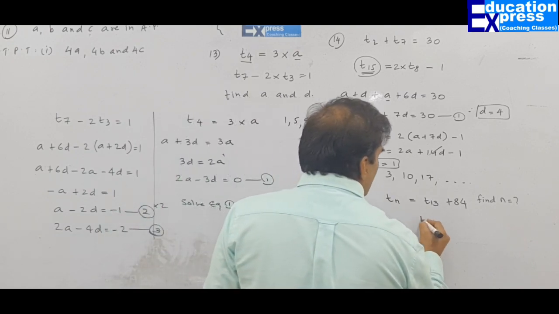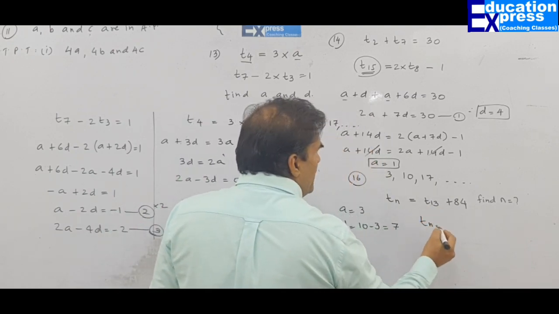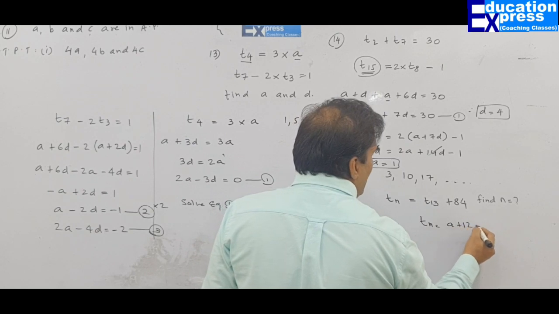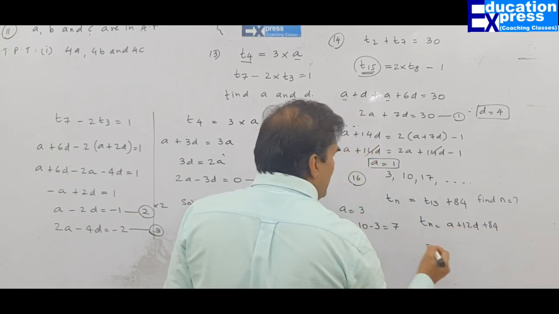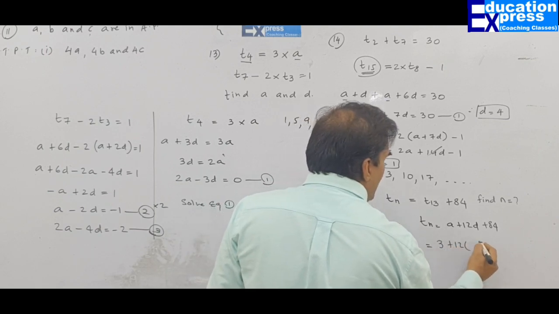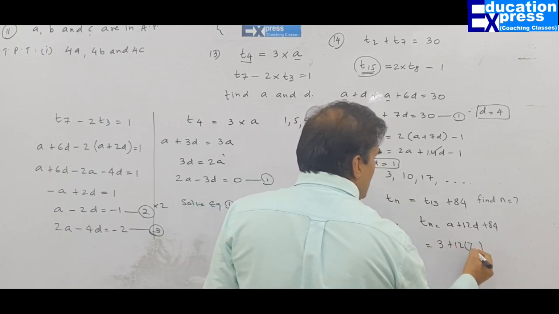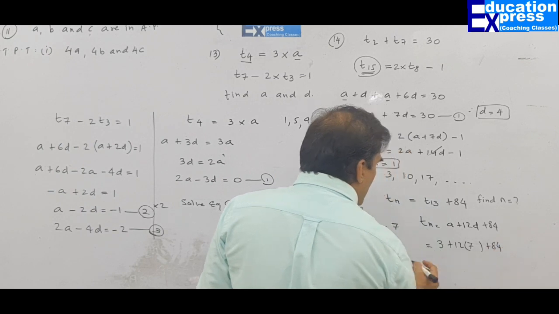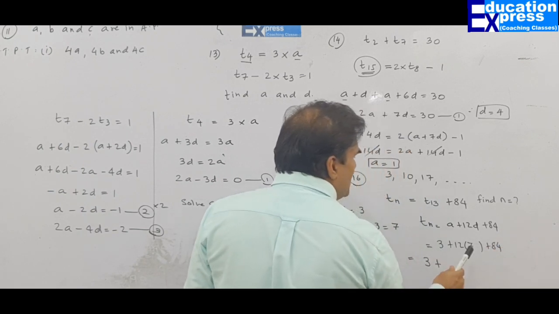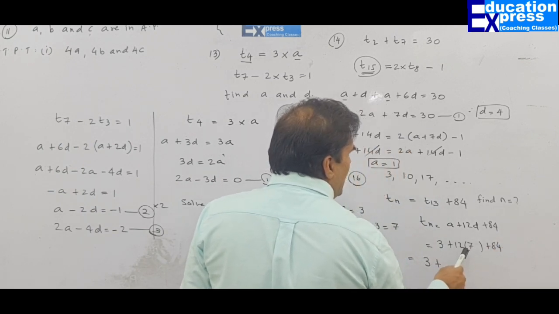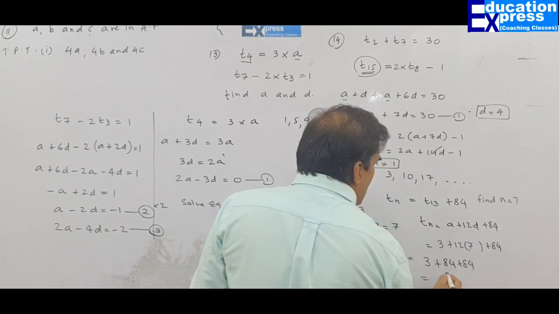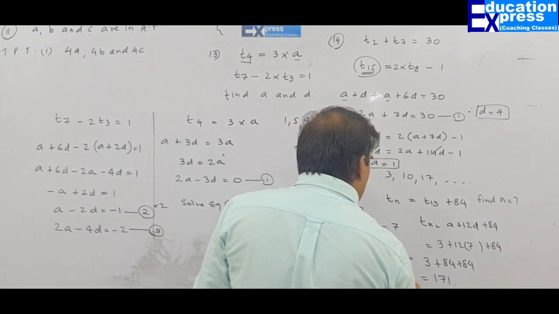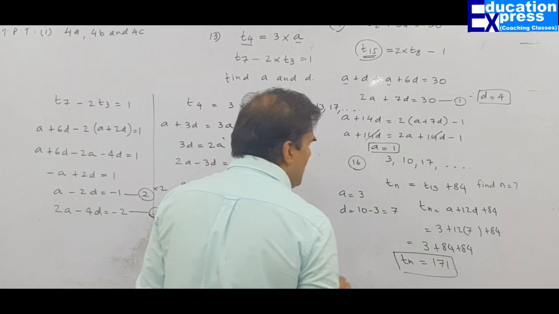Since I don't know which term this is, let us find out. This could be written as a plus 12d plus 84. The value of a is available, plus 12 times the value of d, sir, is available, plus 84. So can I say 3 plus 12 into 7, that's 84, 84 plus 84, 168, and 3 more, 171. So we know that Tn equals 171.